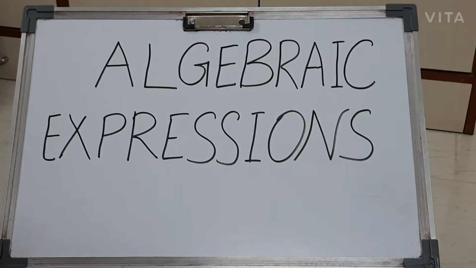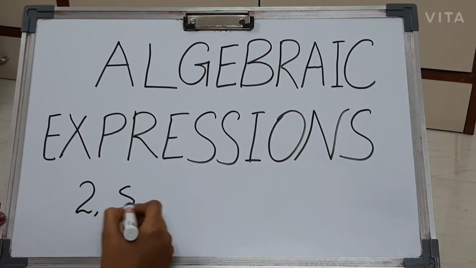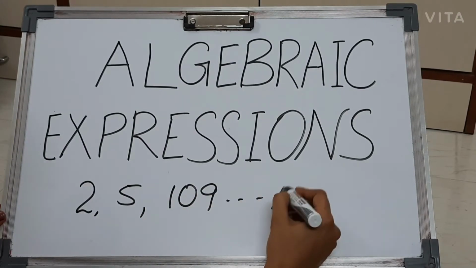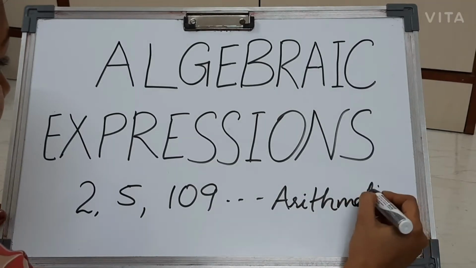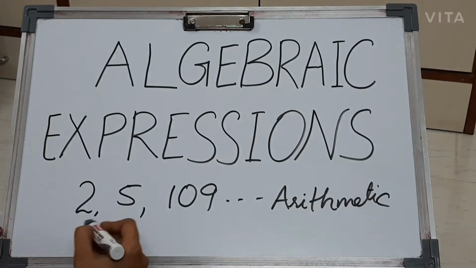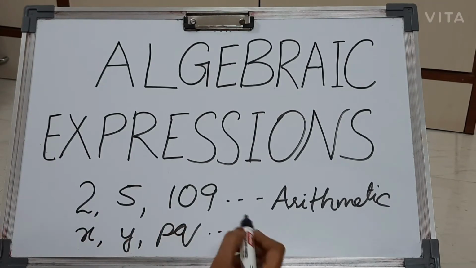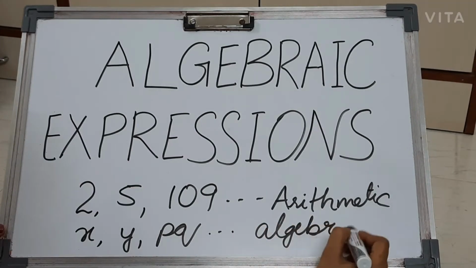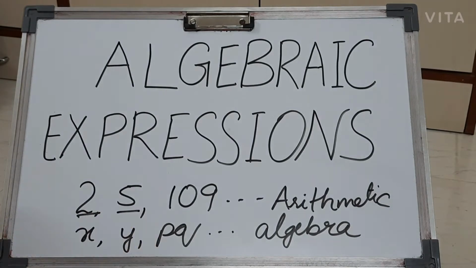Now what is algebra? We know the numbers 2, 5, or if we randomly write some numbers, these are called arithmetic. Whereas if we write some alphabets like x, y, or p, q, and they are mixed with some numbers, these are called algebra. So this is what algebra is.